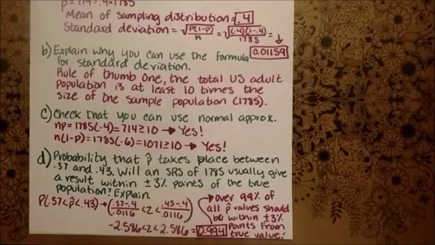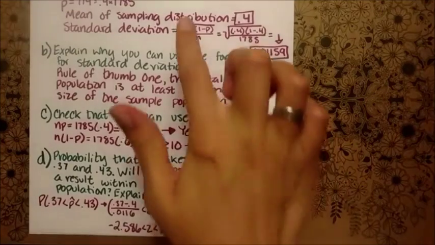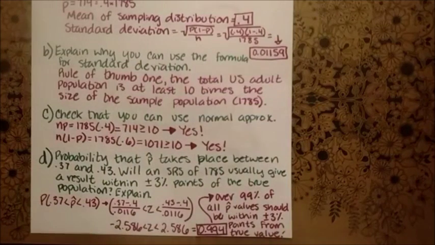So then question B says, explain why you use the formula for standard deviation. Well, I used that formula for standard deviation right there because of rule of thumb 1, which is the total U.S. adult population size is at least 10 times larger than the sample size, which was 1785. And since it is 10 times larger, it's approximately normal, which lets us use that standard deviation formula.